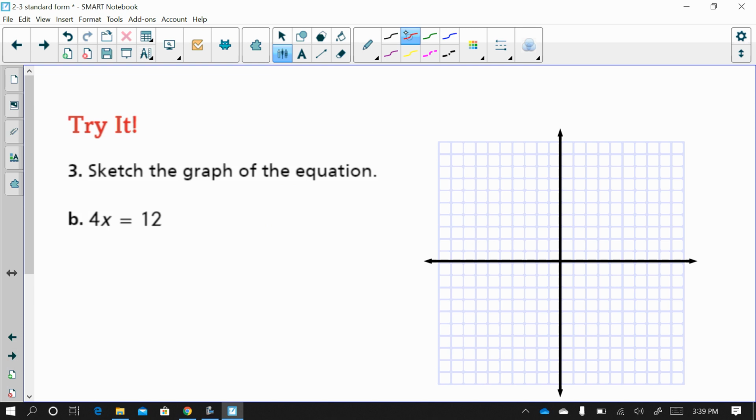Okay, another one. Please pause the video and try this. Okay, remember I'm just going to solve. So divide both sides by 4. X equals 3.